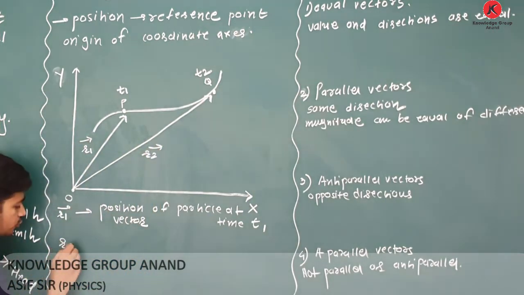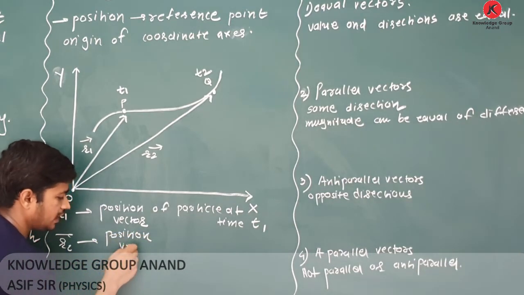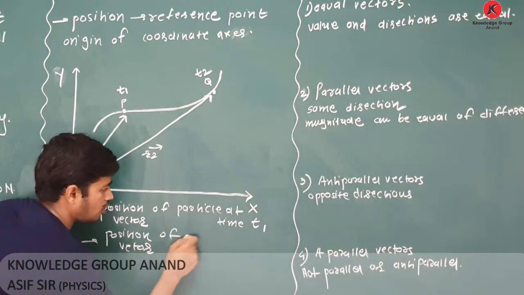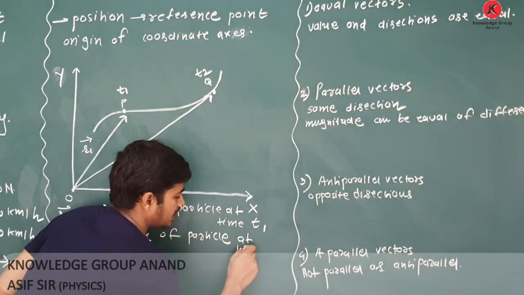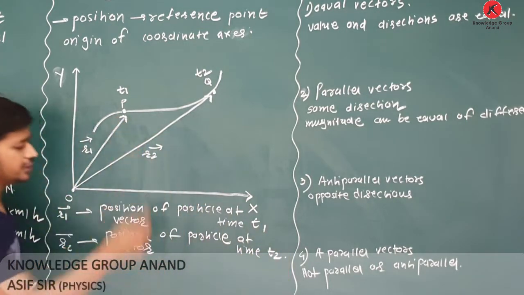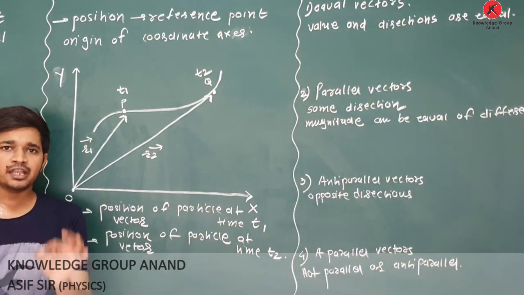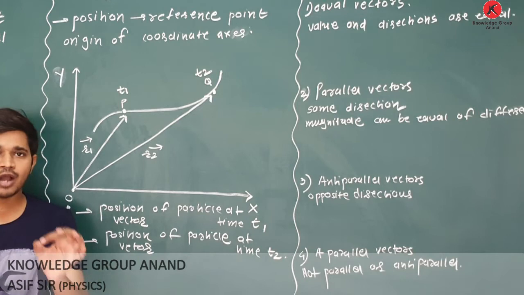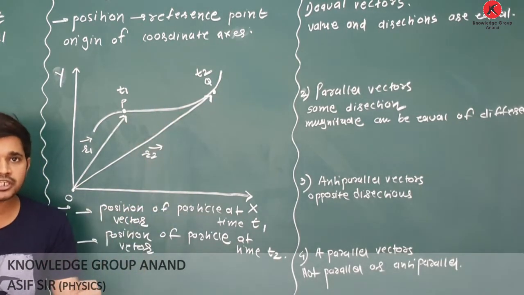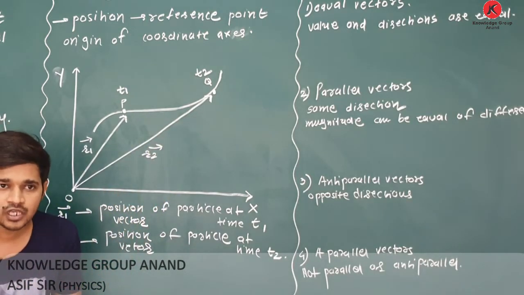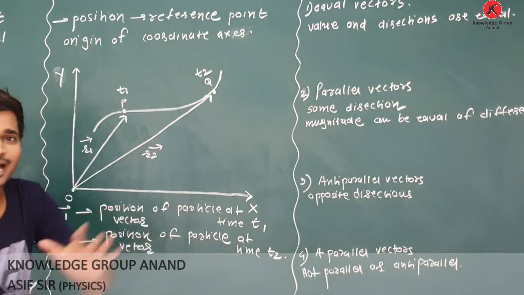This R2 is called the position vector of the particle at time t. Clear about this? What is a position vector? Simple. To define a position vector, you have to draw an arrow from the origin to that point. Now see, P is the initial position, Q is the final position.